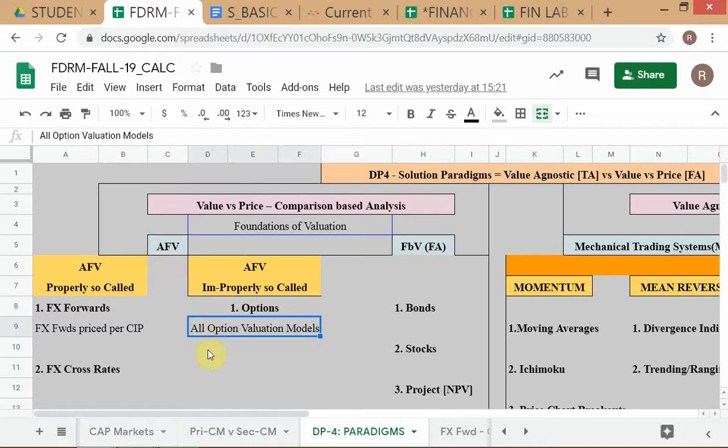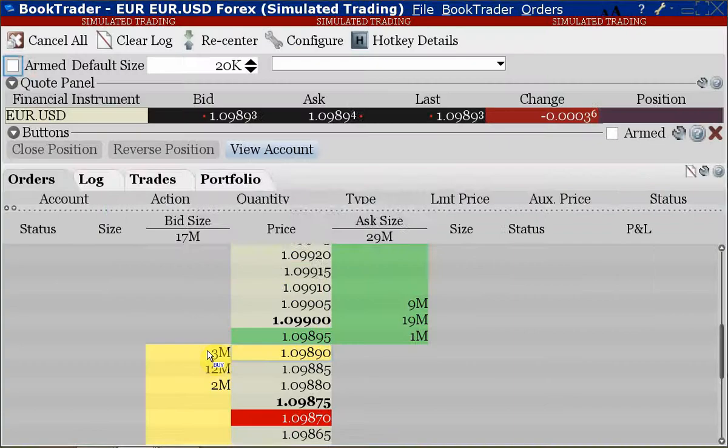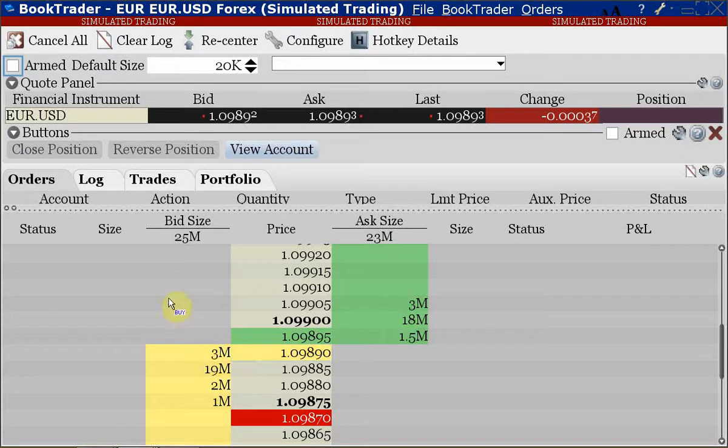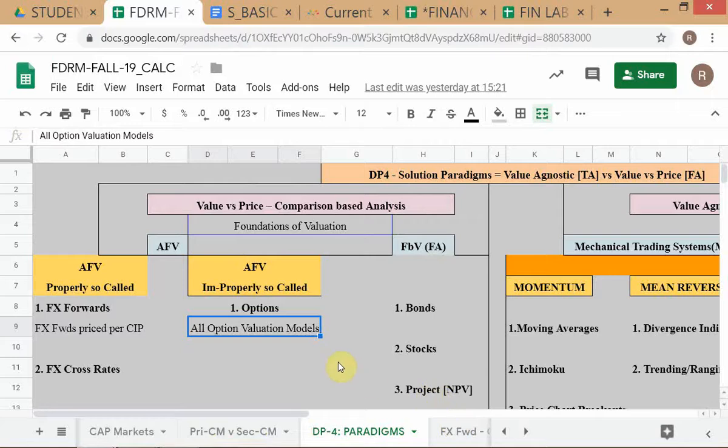The reason for that is that when these option models are... we can actually close this book now. I think it's just taking up space. All right. All OVMs are put under AFV.